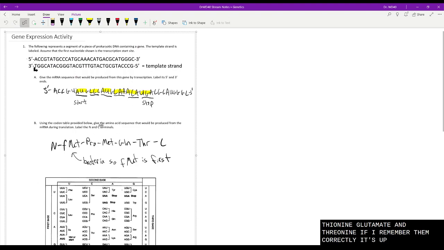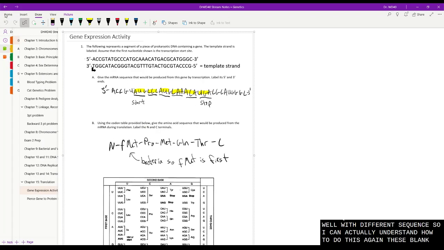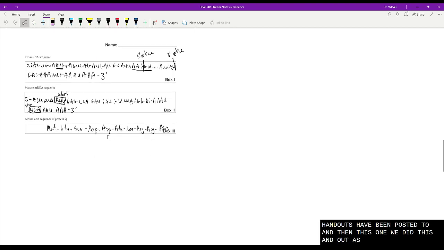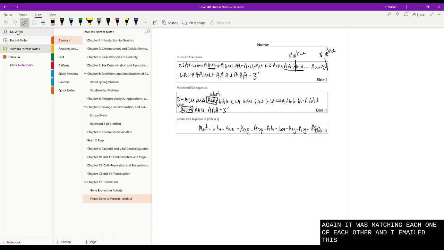So this will most likely be a question on the exam as well with a different sequence. So make sure you understand how to do this. Again, these blank handouts have been posted too. And then this one, we did this handout as well. We're not going to do a splicing one, but again, it was matching each one with each other. And I emailed these solutions to you guys too.